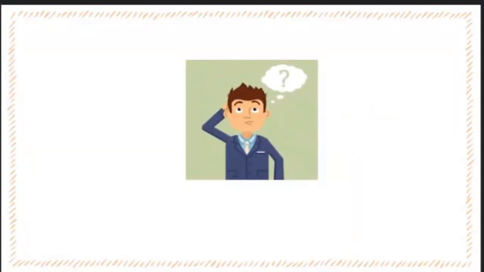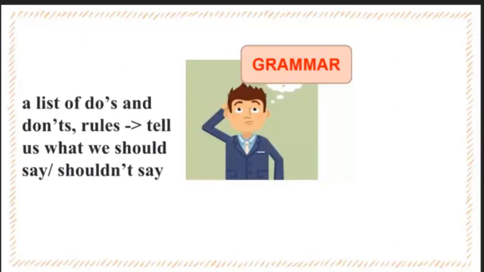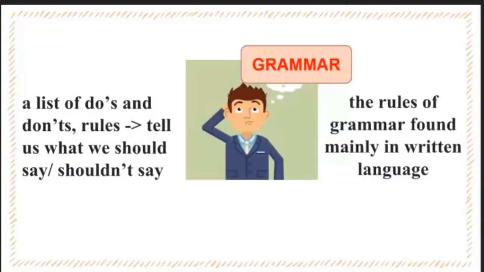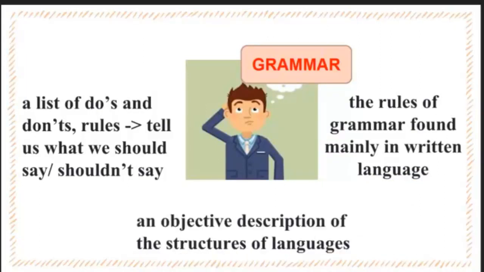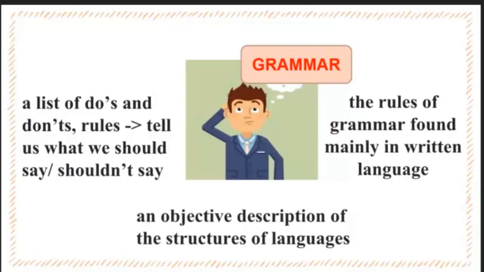We have learned grammar for a very long time. So what is grammar? Different people have different meanings for the word grammar. Some people think it is a list of do's and don'ts, with rules to tell us what we should or should not say. For someone, grammar is the rules found mainly in written language. For others, they think it is an objective description of the structures of languages.